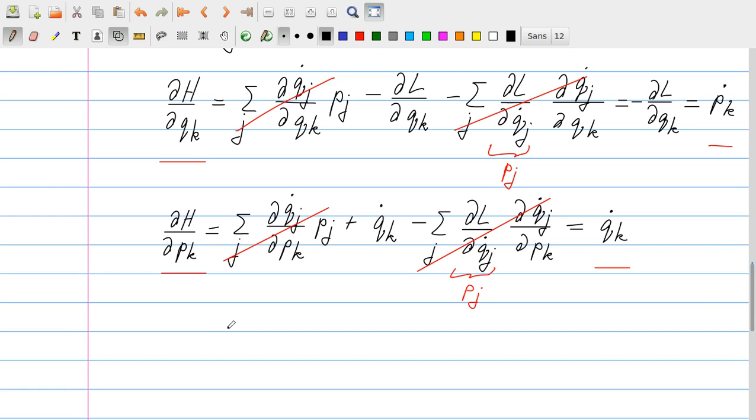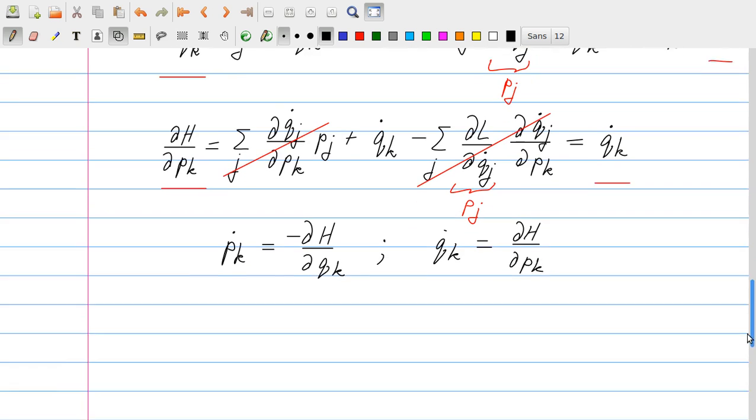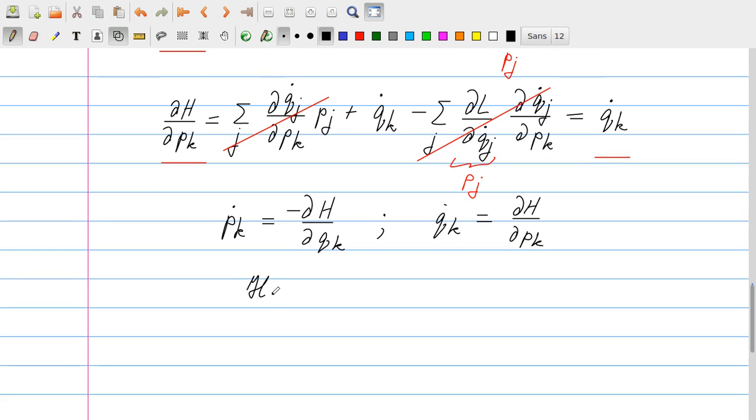And so let me then finally put these equations together. I see that ṗk is minus ∂H/∂qk, and we have q̇k equals ∂H/∂pk, and these two equations are known as Hamilton's equations of motion. And they are very important.